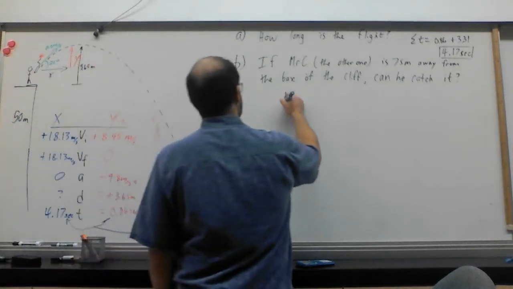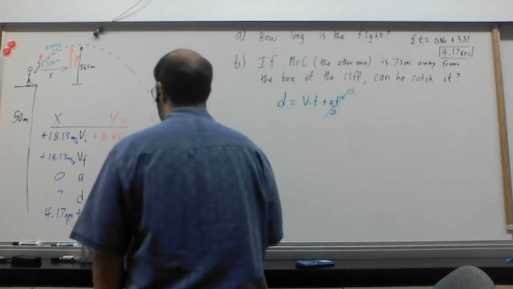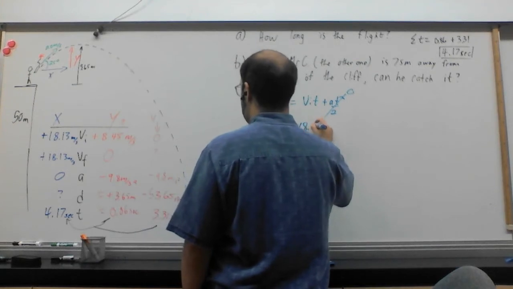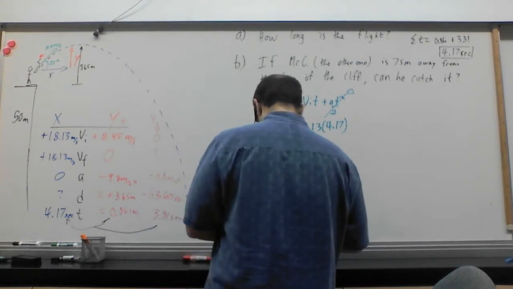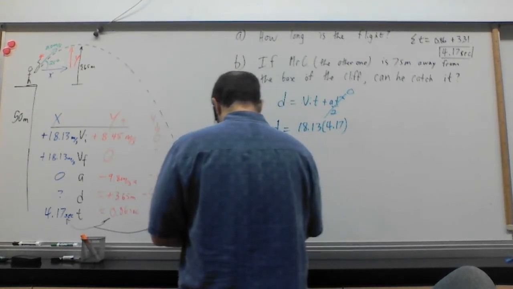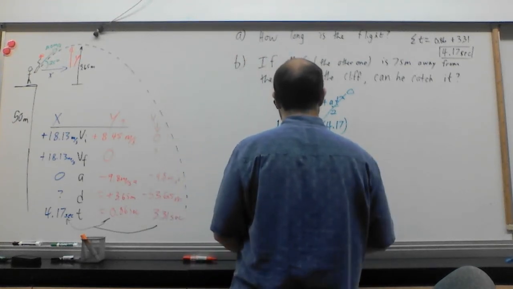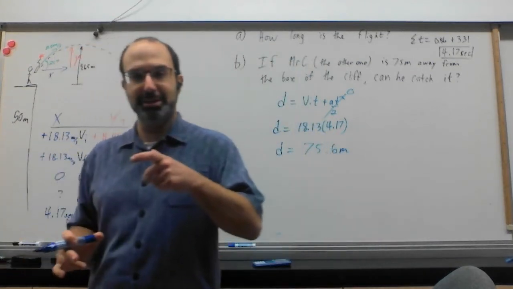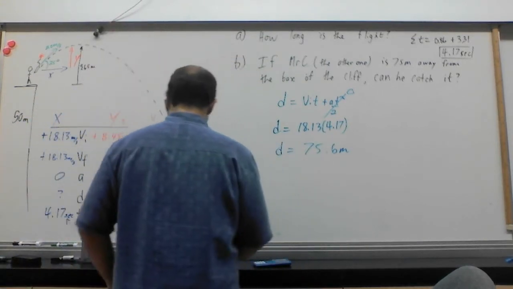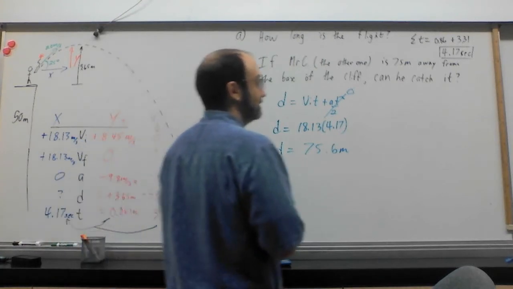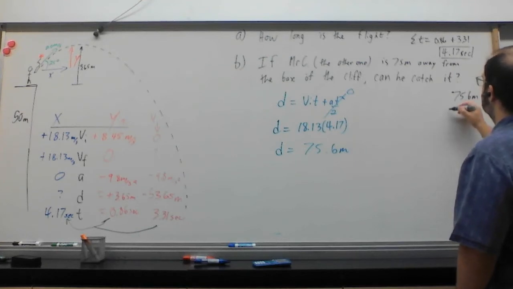We're looking for d. So d is equal to vit plus at squared over 2. This becomes 0 because there is no acceleration. d equals 18.13 times 4.17. We plug that in. We're going to get d is equal to 75.6 meters. So technically it will sail just past him. Whoops, I guess he'll miss. So can he catch it? Maybe if he jumps. So it's going to be 75.6 meters, so catch if jump.